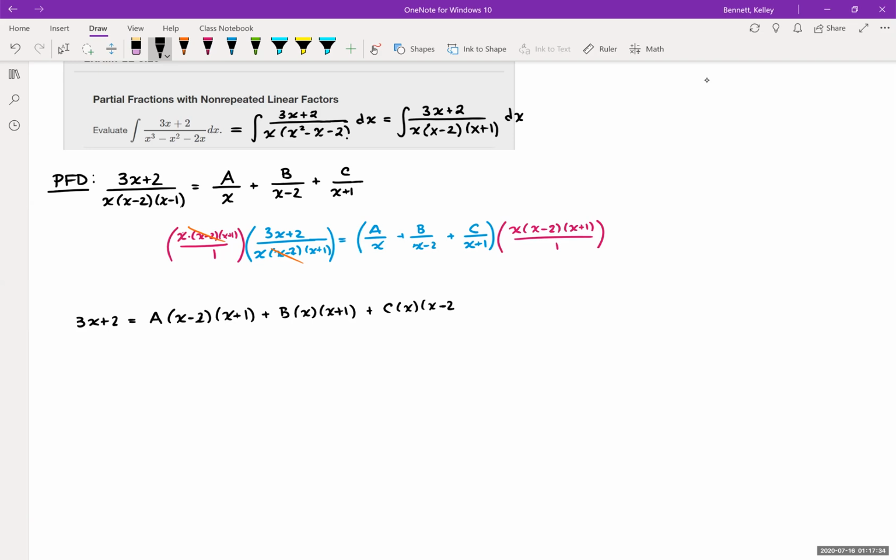So the first thing I'm going to show you is what I call the killer x method. I choose x's that will make some of these terms 0, because to me, the easiest thing in the world is to add 0 to something. So for example, if x equals 2, I chose 2 because it's going to annihilate the a, and it's going to annihilate the c, and then I'm going to be left with b times something equals something else. So 2 is a killer x.